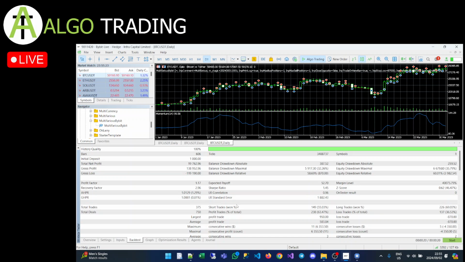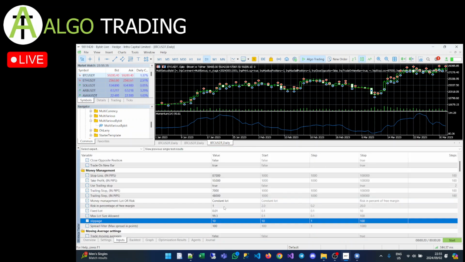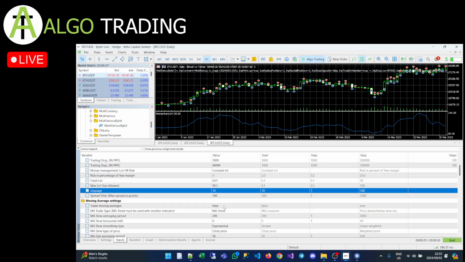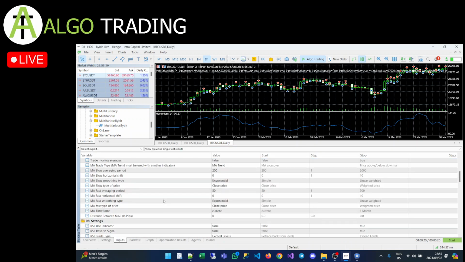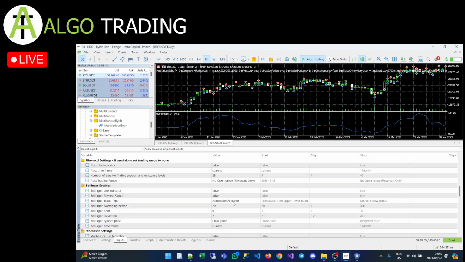Okay, so now I've shown you some of the sets that I've created. Now what I'm going to show you is how to optimize a set and how to build a set and optimize it and find the best settings. So I'm going to do a very, very basic EA for you now. I'm just going to set everything to false, so we're not going to use anything.